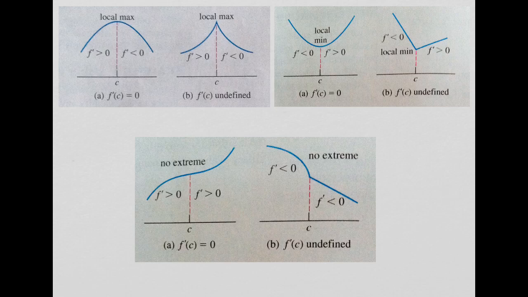Basically, our graph, if we have positive slopes, goes from increasing, then it gets to be 0 or undefined, and then we go into decreasing with negative slopes.